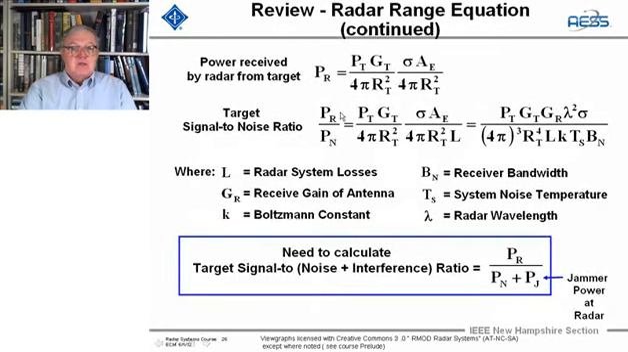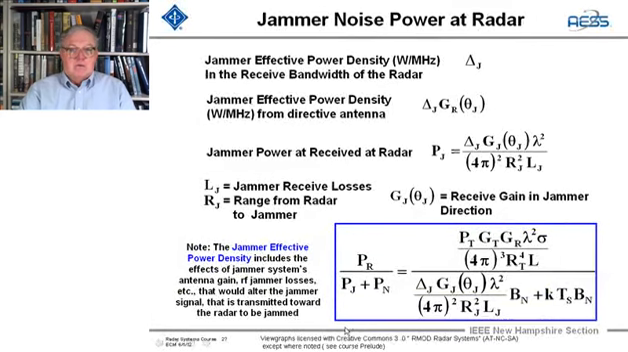Now, here's the target signal to noise ratio, and we did that all in the radar range equation lecture. Now, we need to calculate not the signal to noise ratio, but the signal to interference plus noise ratio. So when we calculate the signal to total interference and noise ratio, we have to add in the jammer power at the radar.